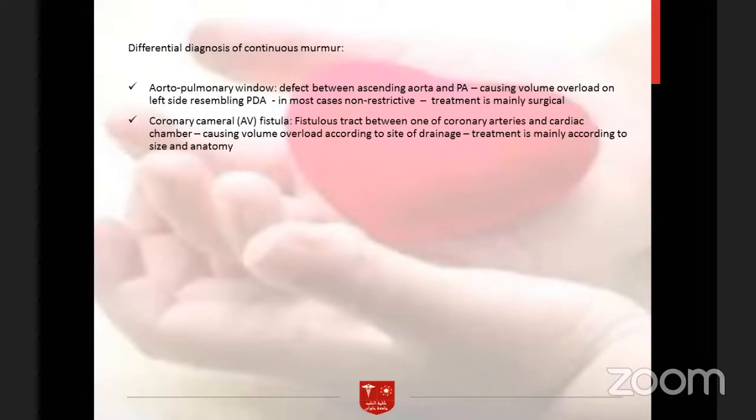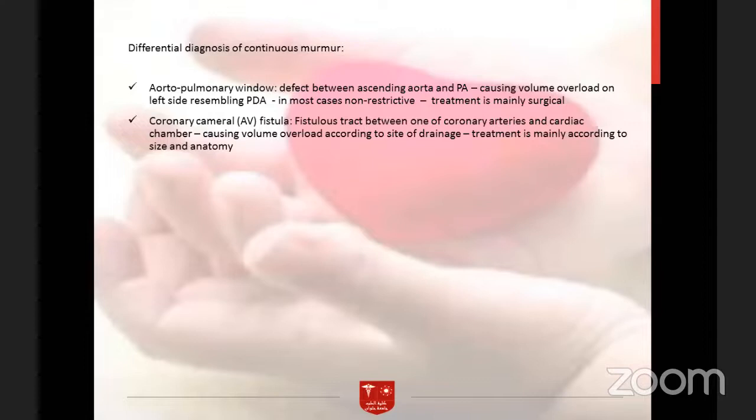The other most important thing is the coronary AV fistula or the coronary cameral fistula, which is a fistula between one of the coronary arteries and a cardiac chamber, causing a volume overload on the left side if it is draining in a left-sided chamber, or on the right side if it is draining in a right-sided chamber, and the treatment mainly depends on the size of the anatomy, which could be either percutaneous or surgical closure.